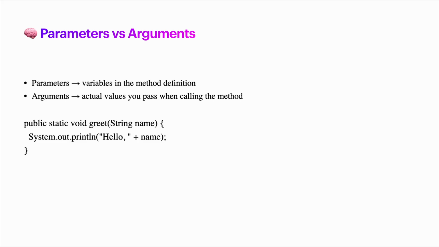A parameter is known as the variable in the method definition. Now in public static void greet, we have a String name. Your argument is the value you pass when calling the method. So your parameter in the first function is your String name. Now your argument is in the System.out.println, hello plus name. Okay, so that is your argument.